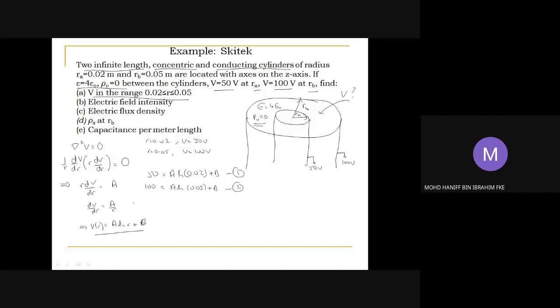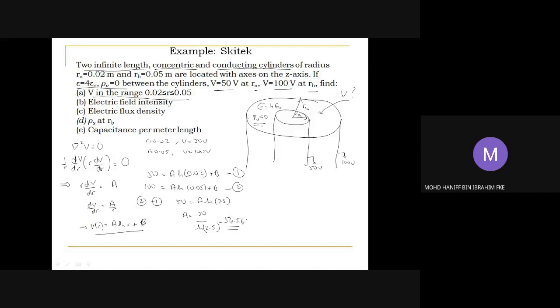So what we have to do now is solve these two equations. Let's say 2 minus 1. We have 50 equals A ln of 2.5, so B is cancelled out. So A is 50 divided by ln of 2.5. Using a calculator, A equals 54.56. That should be the value of A.